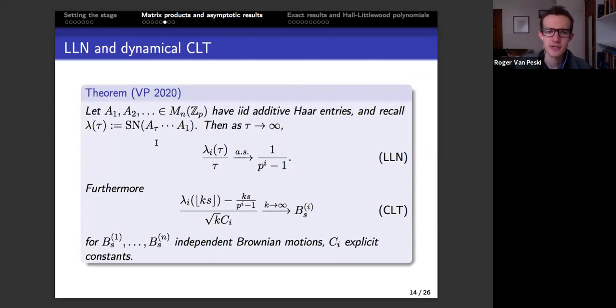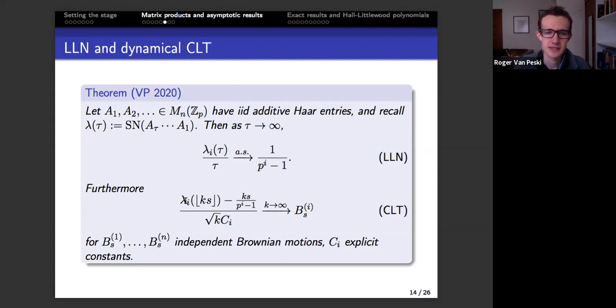So the result is that first, these random walks have a law of large numbers. So you could see that they look like they're growing linearly. And so if you rescale them linearly, then they converge. The ith random walk, so the ith from the top, converges to 1 over p to the I minus 1. So, sanity check, as I is getting bigger, you're looking at lower random walks. And so their limits should be smaller. And indeed, 1 over p to the I minus 1 gets smaller.